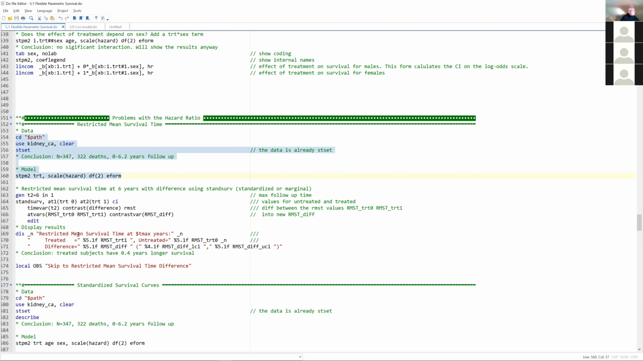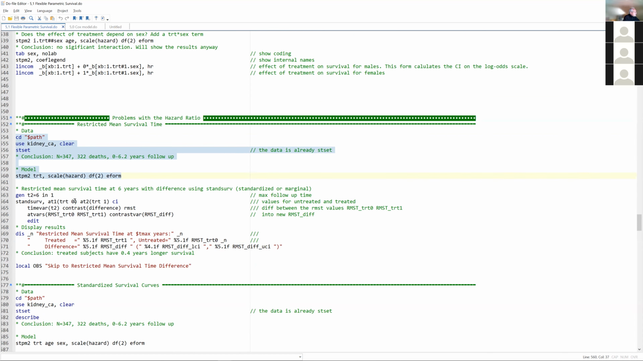So let's look at the restricted mean survival time at maximum follow-up, which is 6 years. And let's calculate the difference using a command that's called stand-surv. And stand-surv stands for standardized survival curves. So standardized or marginal is the same effect or same concept. It means that we are specifying some variables that we contrast, and then all the others are simply taken over the values of the population, or standardized to the population.